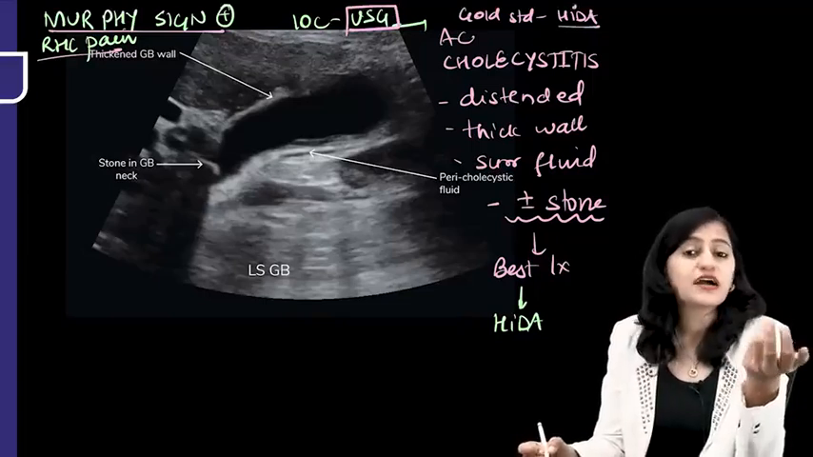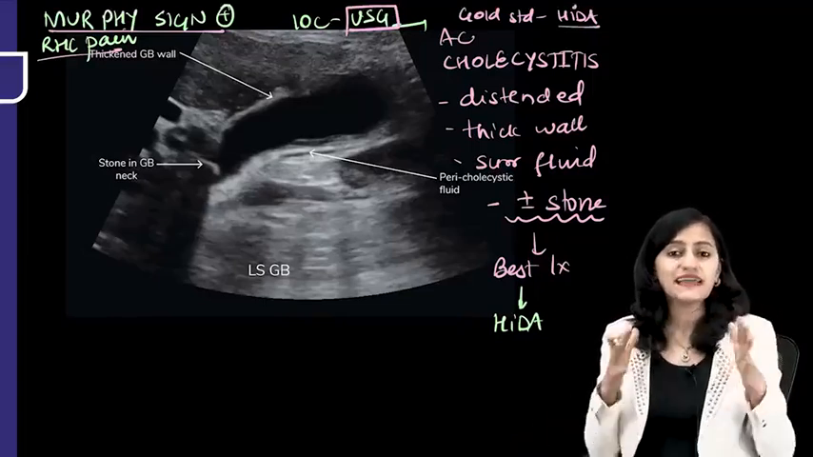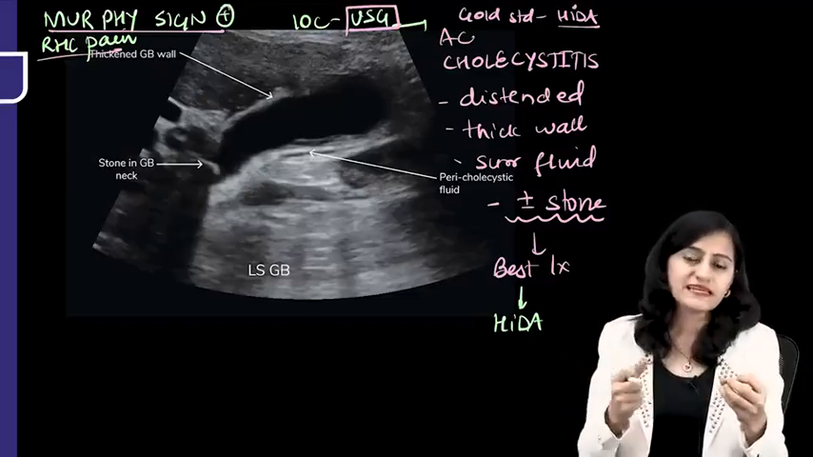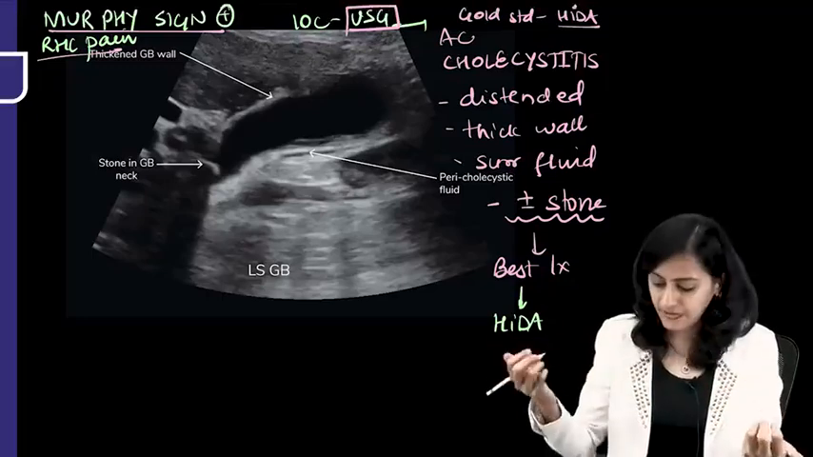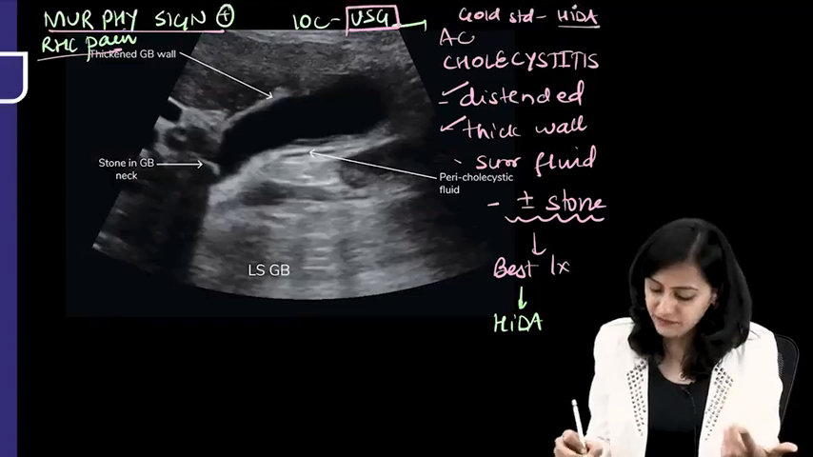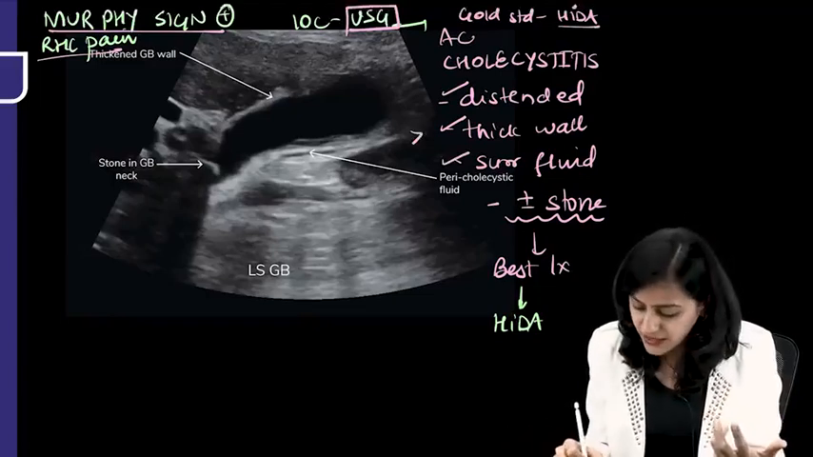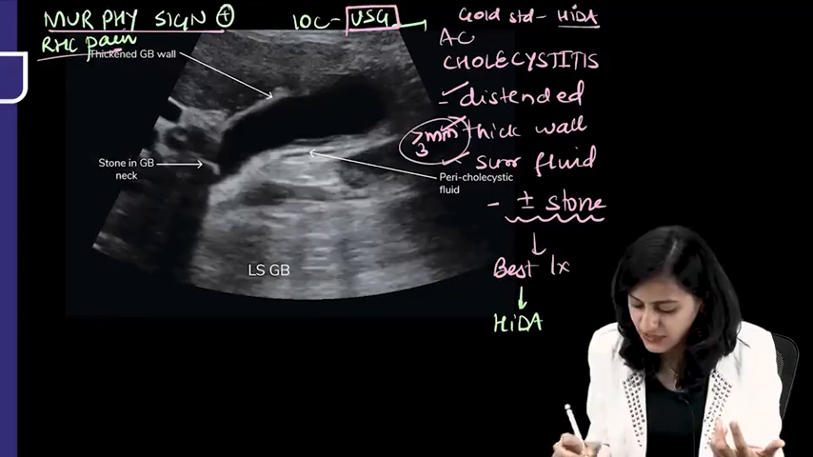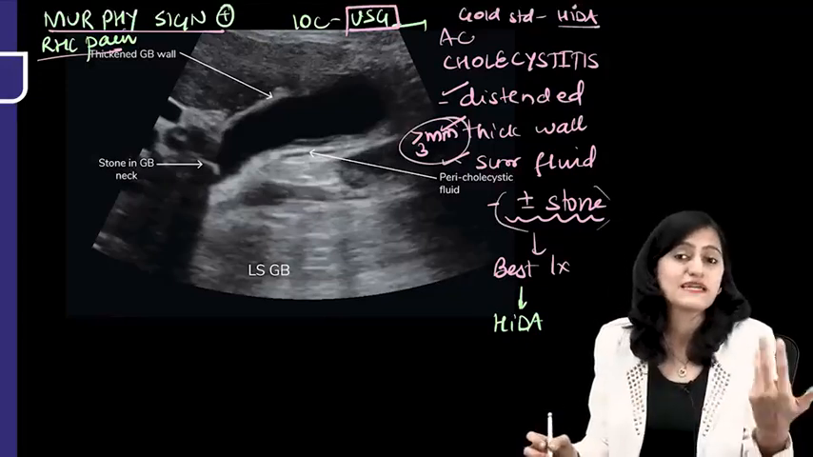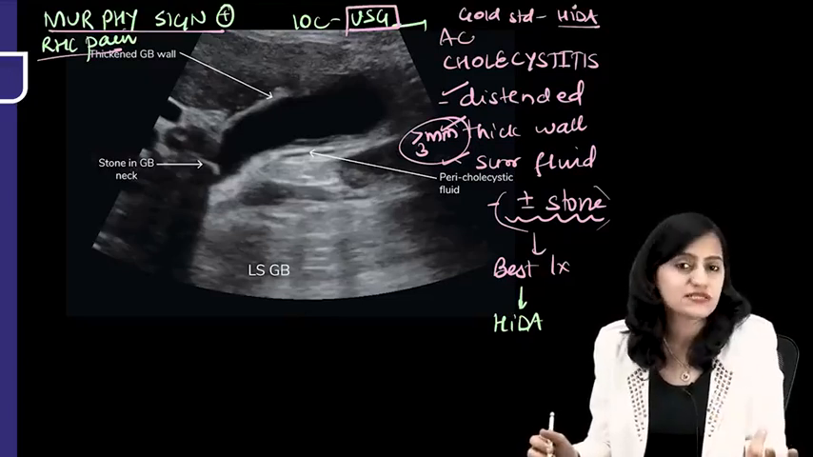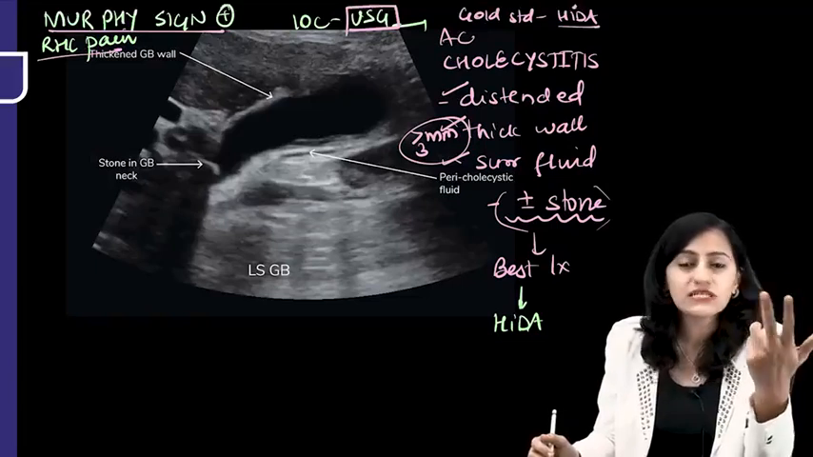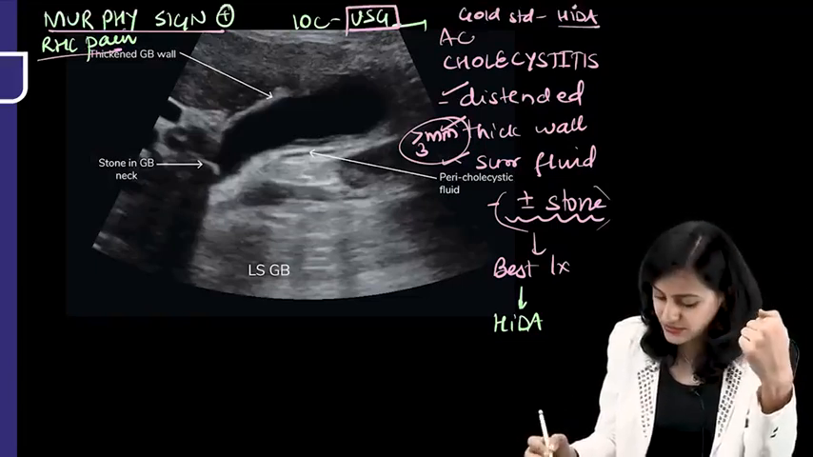Now, what are the findings in acute cholecystitis? Remember that any organ which is acutely inflamed is distended and fluid containing, with surrounding fluid as well. So we see a distended gallbladder with a thick wall because of the inflammation, and surrounding fluid. Thick wall means the wall is more than 3 millimeters. There may or may not be a stone; it might be calculous or acalculous cholecystitis. That's why HIDA is the best, because it helps us evaluate both.